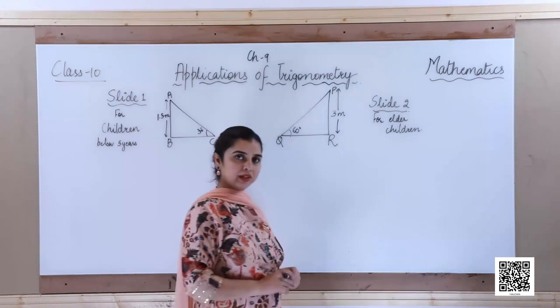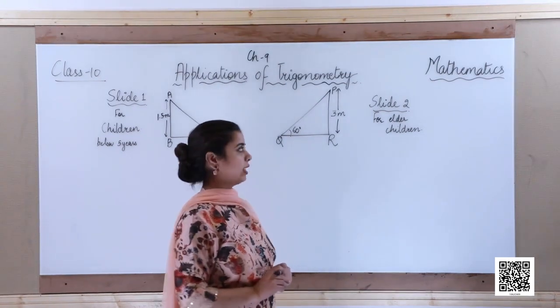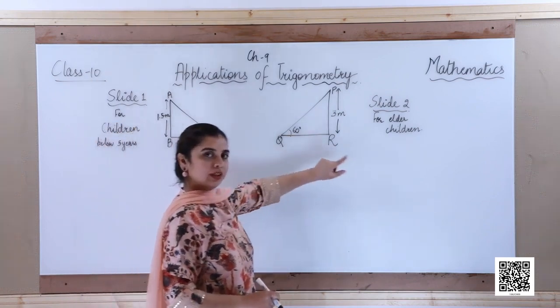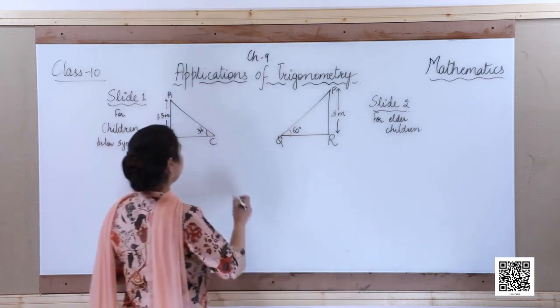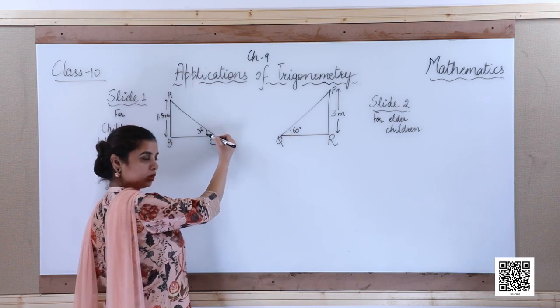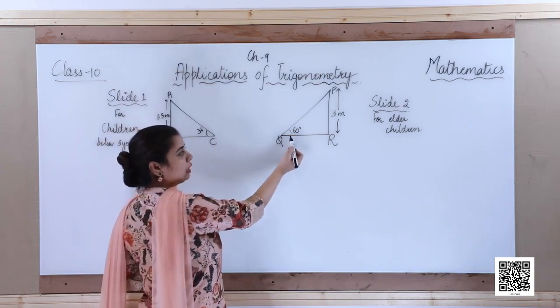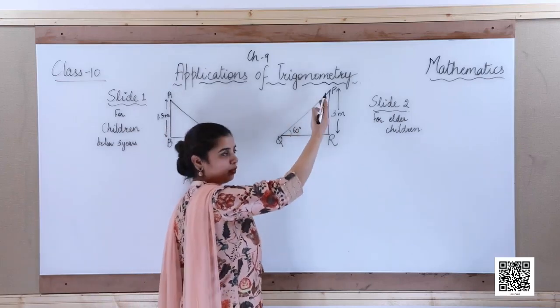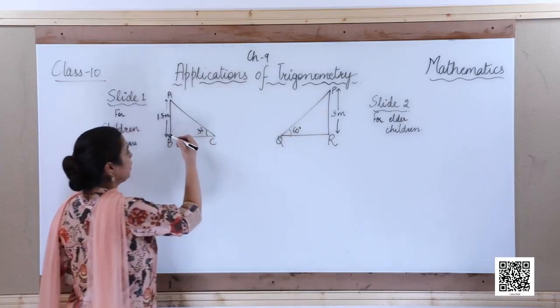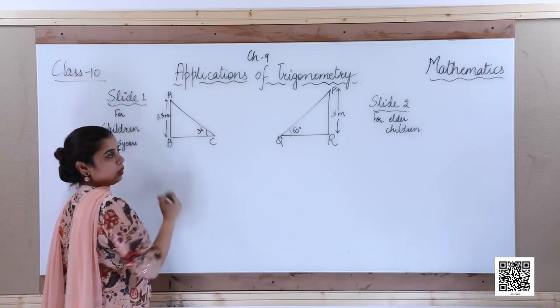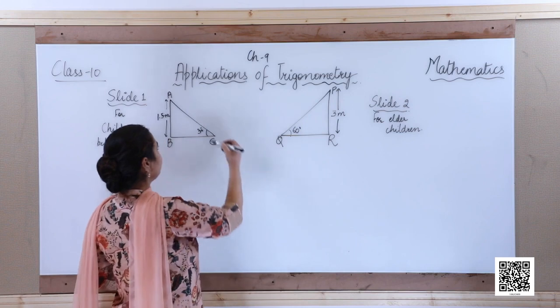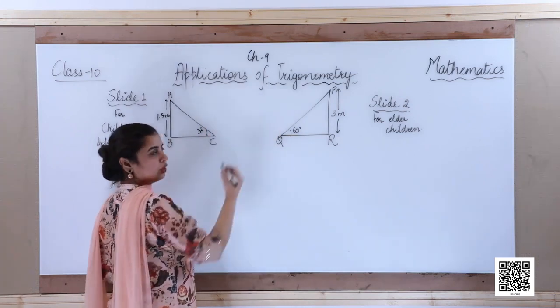So children, here we are given that we have to construct 2 slides. One for the children below 5 years of age and another for the elder children. Now the angle of inclination for the first slide is only 30 degree, whereas angle of inclination for the second slide is 60 degree because it can be a little steeper also for elder children. Now height of this slide above the ground is 1.5 meter and this slide is 3 meters. We have to find the length of the slide in both cases.